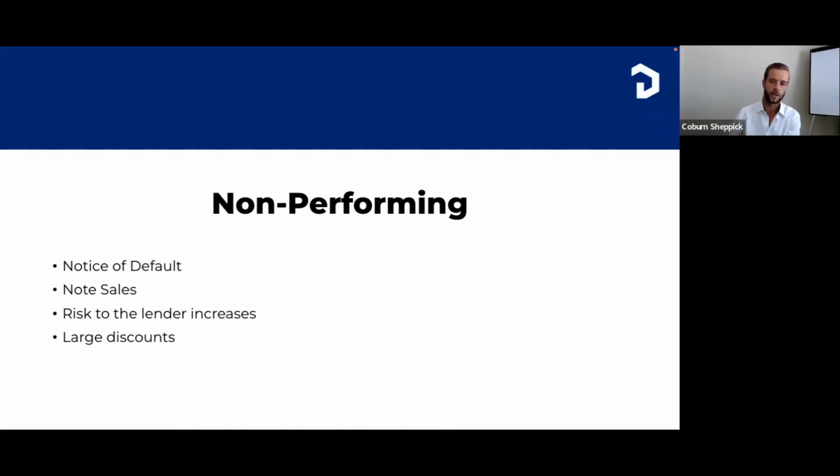foreclosure process. So during this time are the largest discounts, from a note perspective or from a traditional acquisition perspective, as both the lender and the borrower are trying to figure out what to do here. And it's about to get ugly at this point.